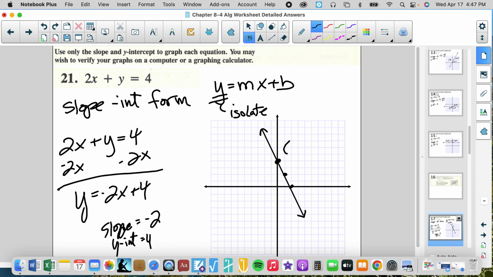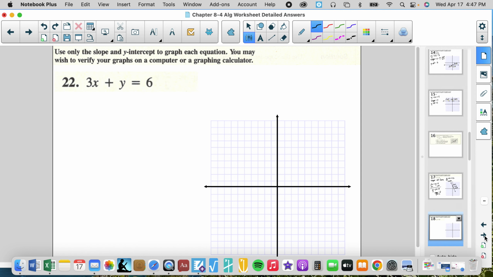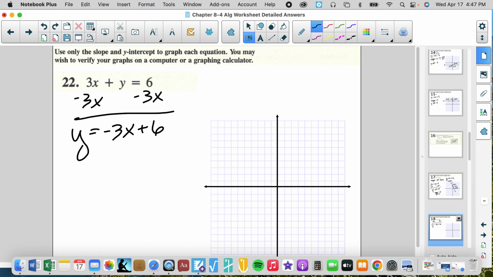But we put the arrows: 0, 4. We have 1, 2, and then we have 2, 0. Good. Let's isolate y. So we're going to subtract 3x. These are unlike terms, so we are left with y equals negative 3x plus 6. We put the variable x first, and then my constant. My slope is negative 3. My y-intercept is 6.